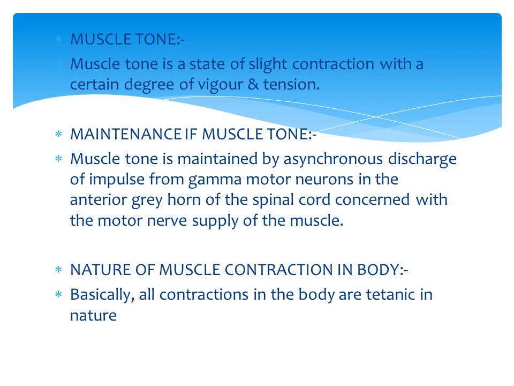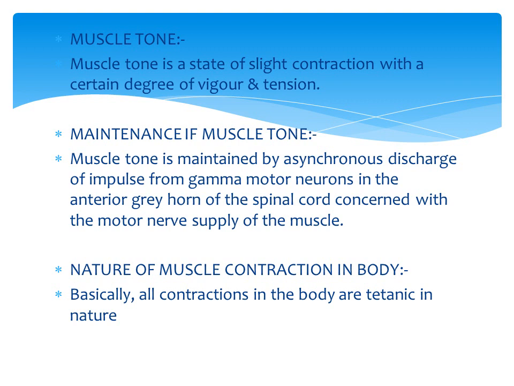Now coming to maintenance of muscle tone. Muscle tone is maintained by the asynchronous discharge of impulses from gamma motor neurons in the anterior gray horn cells of the spinal cord concerned with the motor nerve supply of the muscle. Previously, we have studied that alpha motor neurons were involved in the recruitment of motor units. Here, the gamma motor neurons are involved.